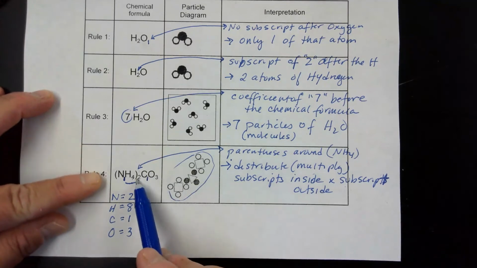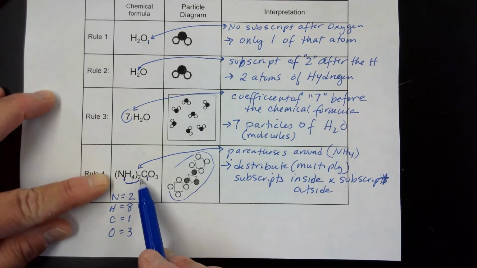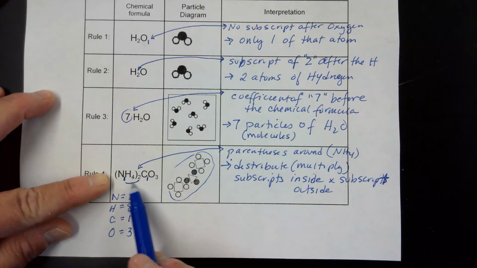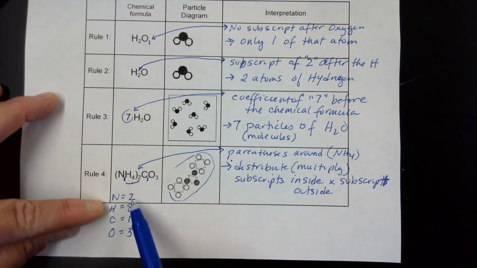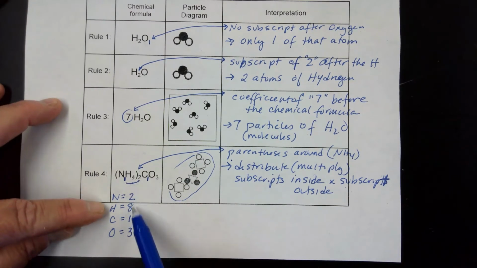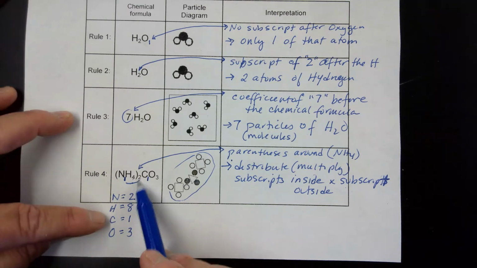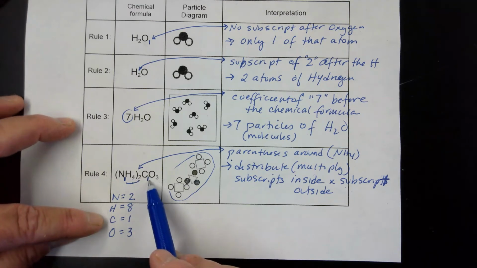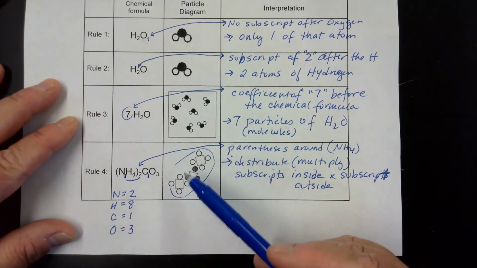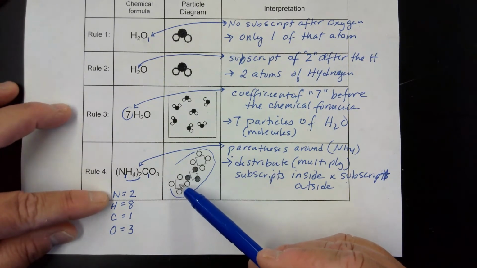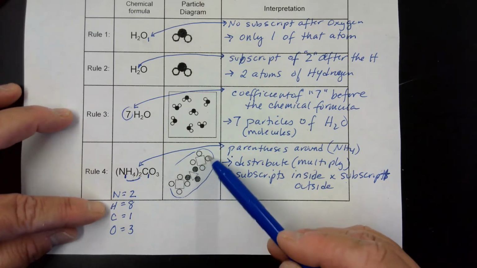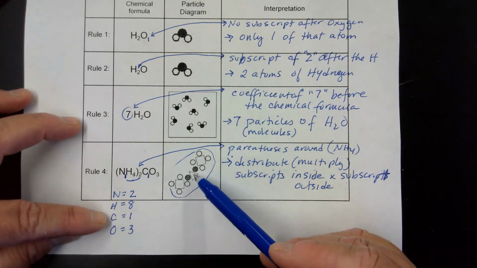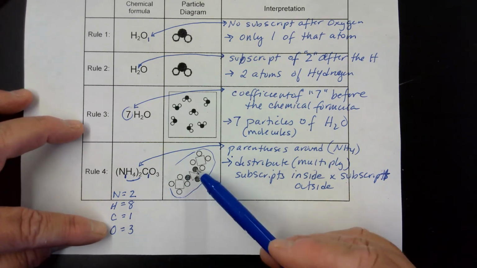The parentheses here around the NH4, we're going to distribute the subscripts inside the parentheses with the subscripts outside the parentheses. That's a multiplier. So 1 times 2 is 2. 4 times 2 is 8 for the hydrogens. Carbon and oxygen not in parentheses, so 1 carbon, 3 oxygens. And we see here that this works out. The nitrogens, which are squares, there's 2 of them. Hydrogens, which are open circles, there's 8 of them. Carbons, there's 1, represented by the triangle, and then the 3 oxygens are the colored in circles.